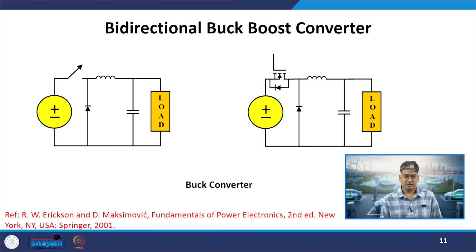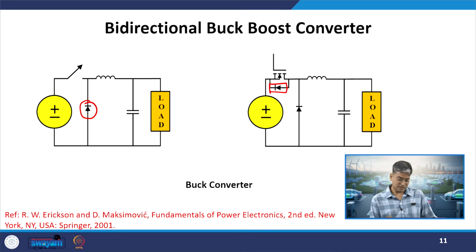Now, how to get a bidirectional buck boost converter? In this case, because of the presence of this diode, the current was limited to only one direction. In this buck converter, this diode, and generally our MOSFET has a body diode, was never coming in the conduction path. Why? The current direction was fixed in this converter.